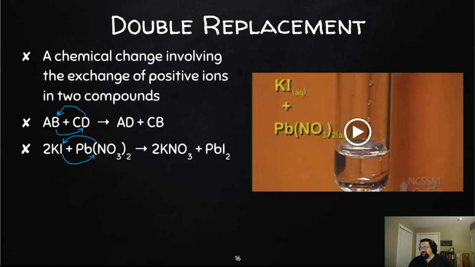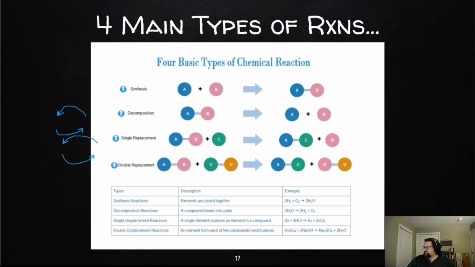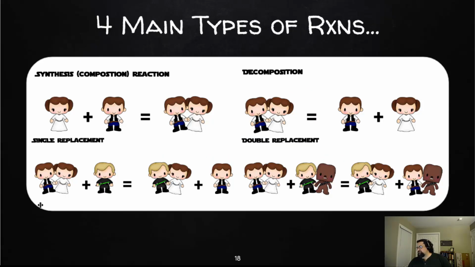All right. And so there's a nice little summary chart here that illustrates it. Okay. But the easier one to view might be this one here, right? A little Star Wars for you. But in synthesis, you have where they are separate and then they come together. In decomposition, they are together and then they separate. In single replacement, you have one thing together, one thing separate, and the one thing will rotate in and kick out the other. And then in double replacement, you have where they will switch partners.